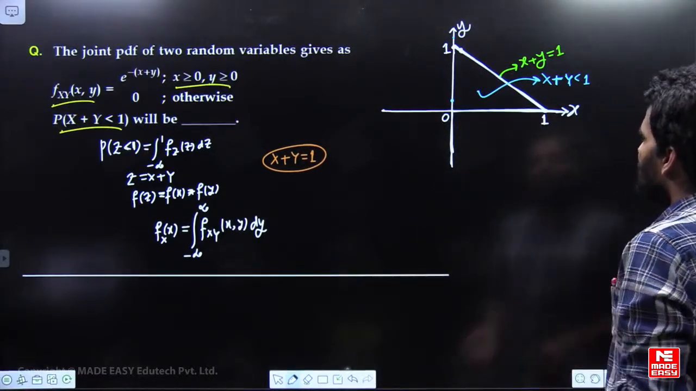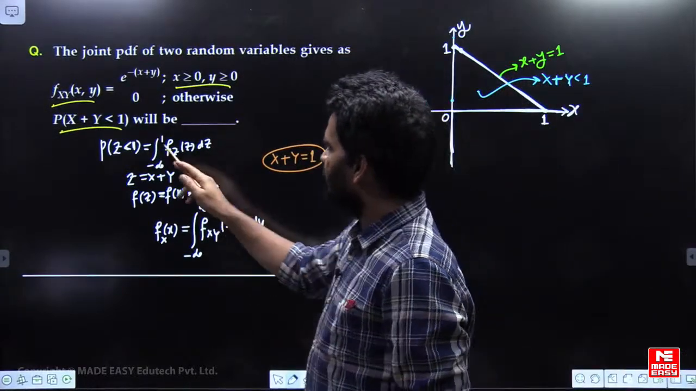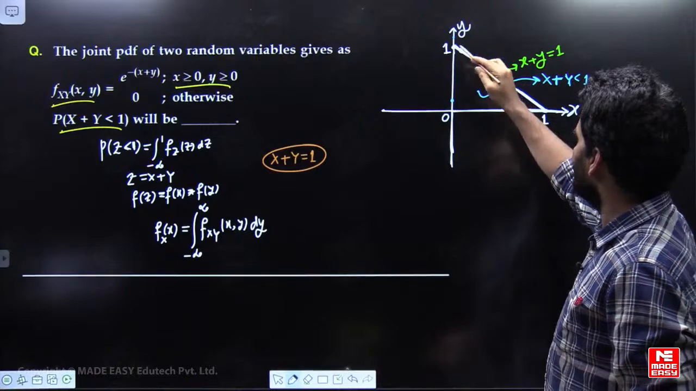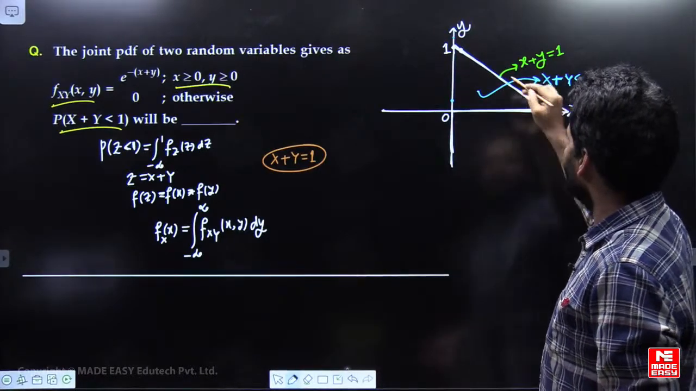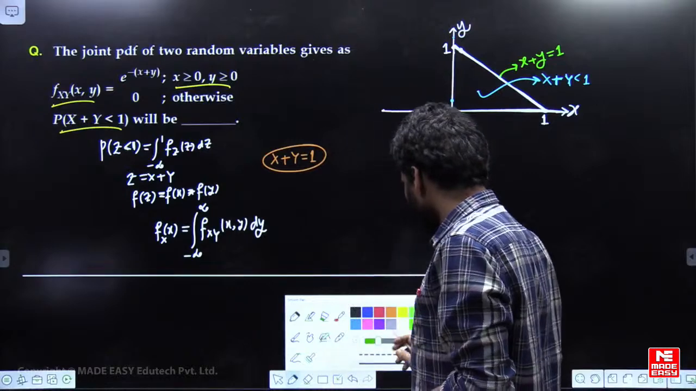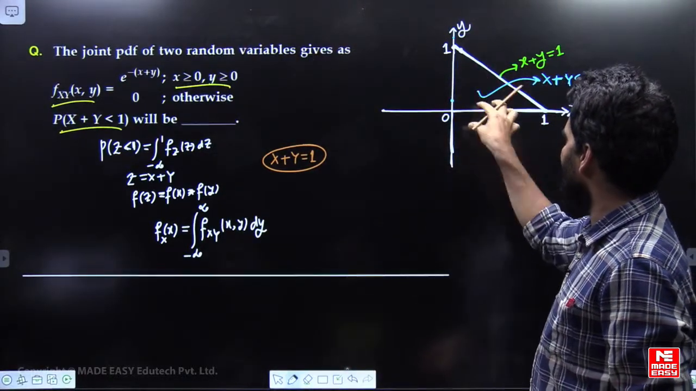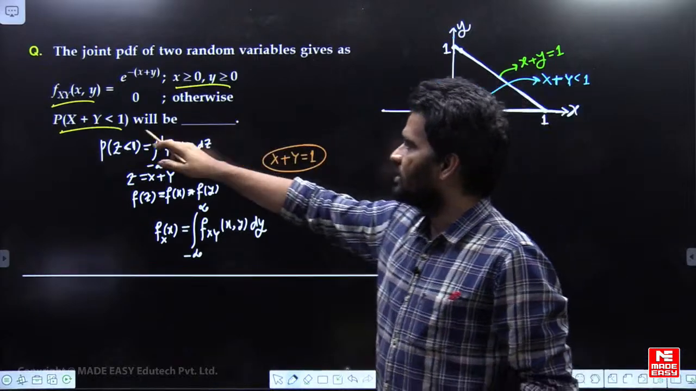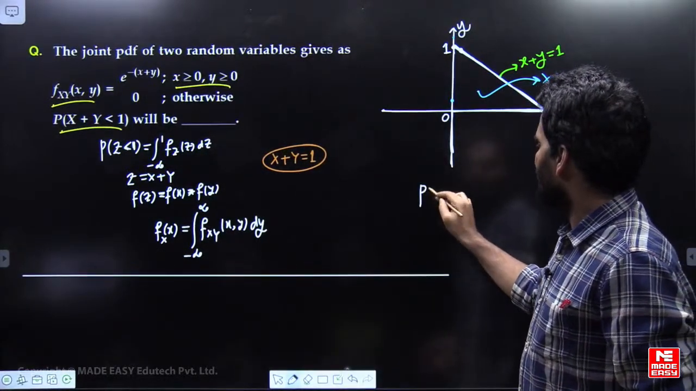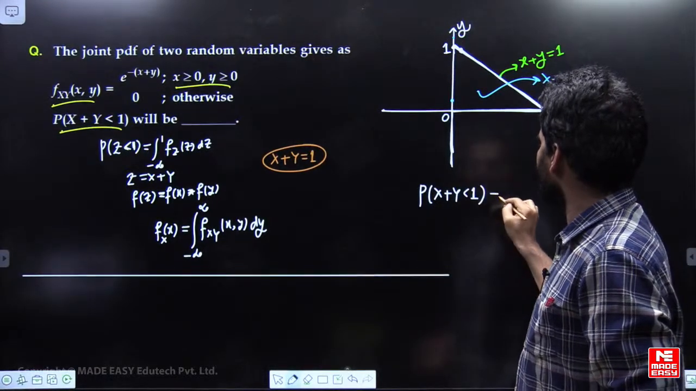How to get probability from density function is area. Now what we have to do is, to get this probability, you have to find this total area. You have to find this area based on this density function. You have to concentrate on this region to get this probability. So this is one way, x plus y less than 1.